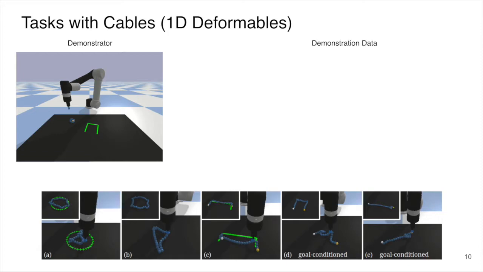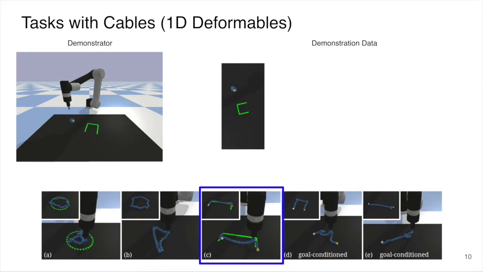All the tasks also come with a scripted demonstrator that shows how to perform the task with a sequence of pick-and-place actions. Different tasks convey the success criteria in different ways. So, for example, this task here, when visualized with a top-down camera view of the workspace, shows a cable that must be aligned with the green target zone.